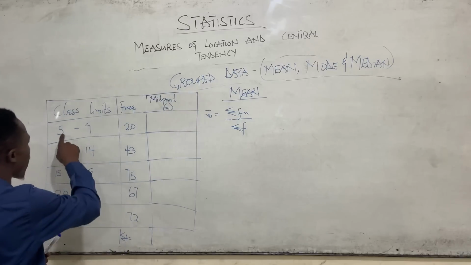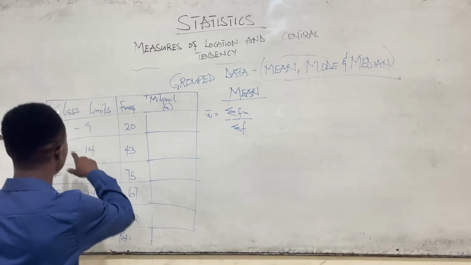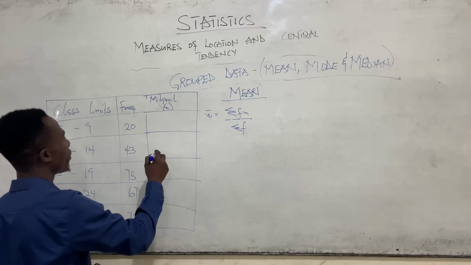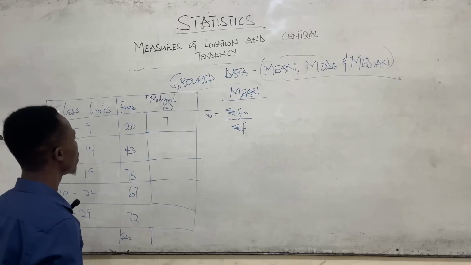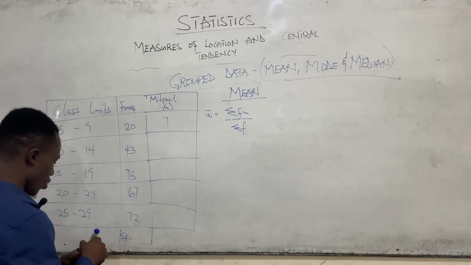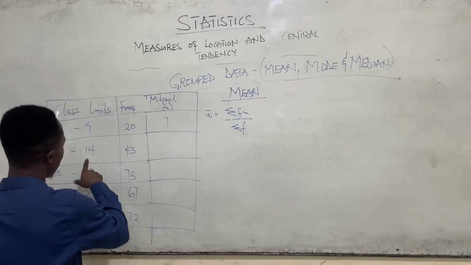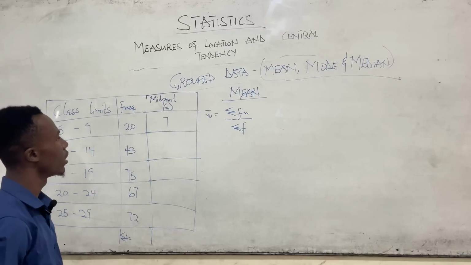Okay, so now 5 plus 9 will give us what? 14. And we divide this 14 by what? 2 to get what? 7, right? So we have 7. 5 plus 9 is 14, divided by 2 is what? 7. Okay, now the next one is 10 plus 14, which is 24. Now 24 divided by 2 is what?